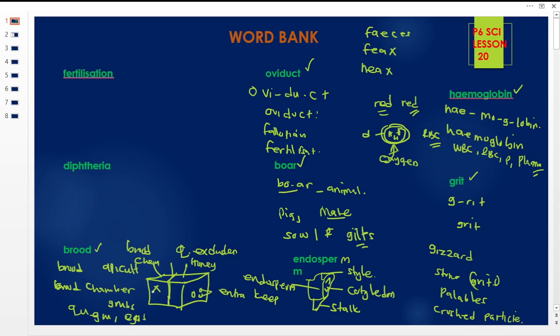Now this queen excluder prevents the queen bee from crossing to the honey chamber to start feeding on honey and also laying eggs within the honey.